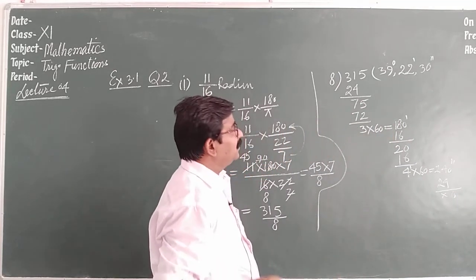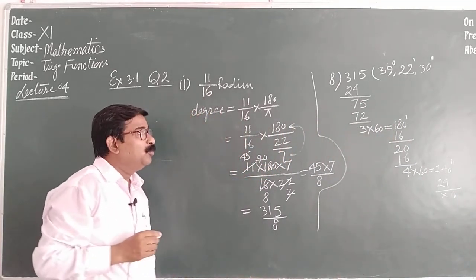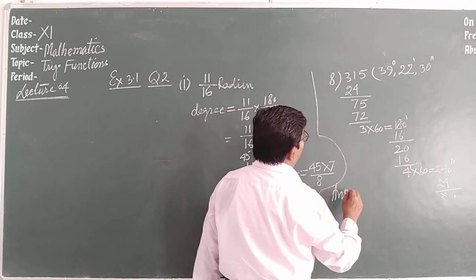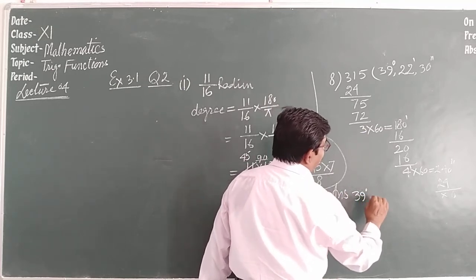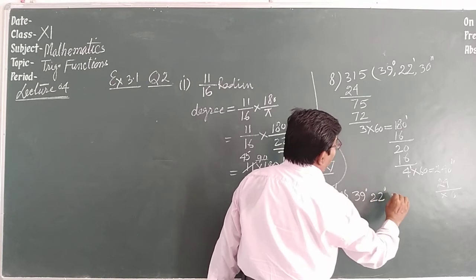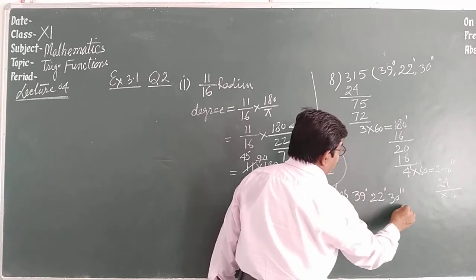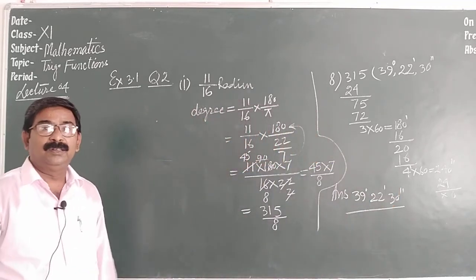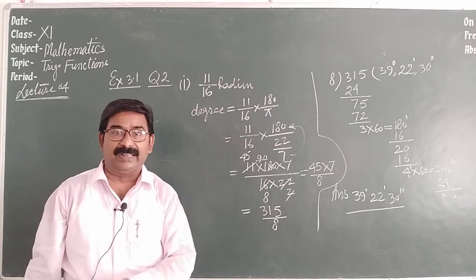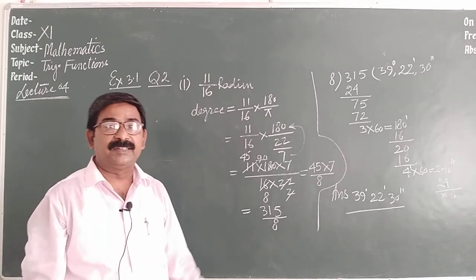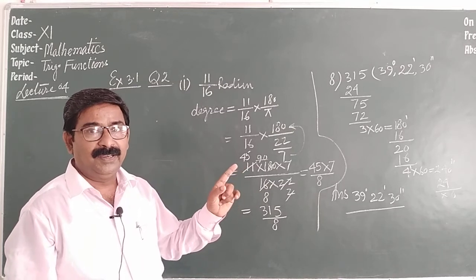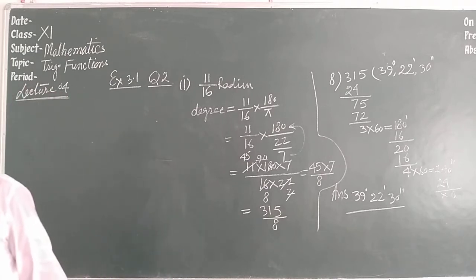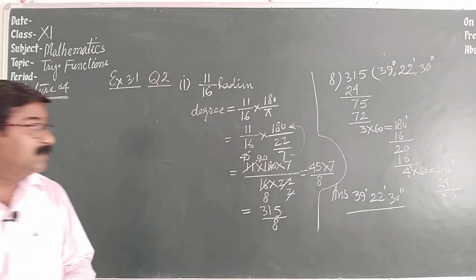So what is your answer? 39 degree 22 minutes and 30 seconds. This is the answer of the question. This is how we convert the radian into degree. The most important thing is to divide. Got it? So this was the first part of the question. Let's see one more part of this, and after that you can see the other one.